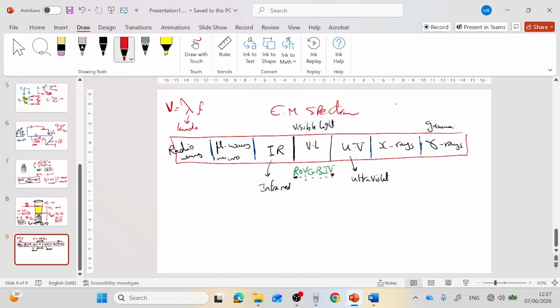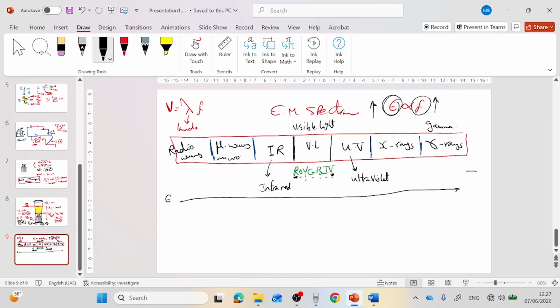And also we discovered that the energy of the wave is directly proportional to its frequency. So this means that the wave which has higher frequency will have higher energy. We discovered that as we move from radio waves to gamma rays, the energy increases. Since energy and frequency are directly proportional, as we move from the radio waves to the gamma rays, the frequency increases. And also we discovered that the frequency and the wavelength are inversely proportional.